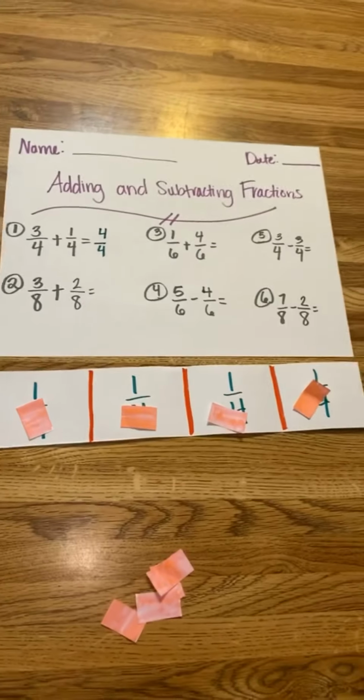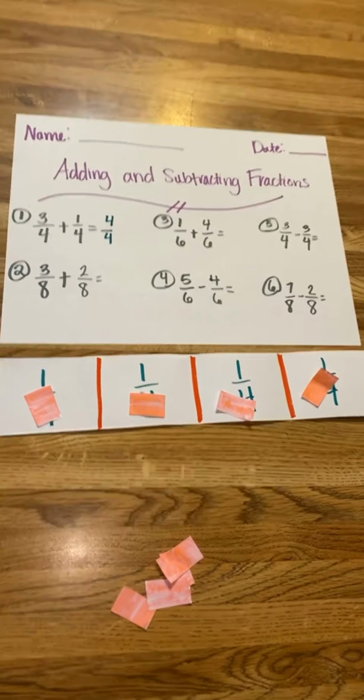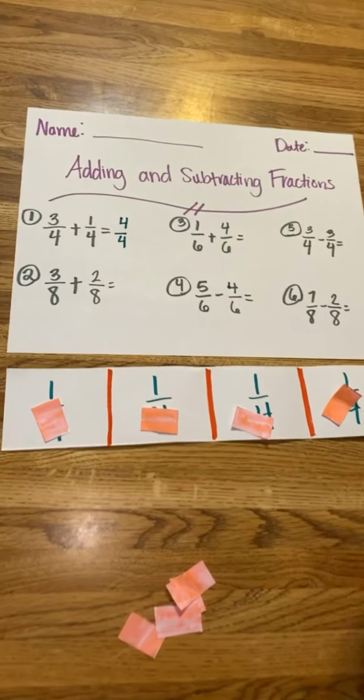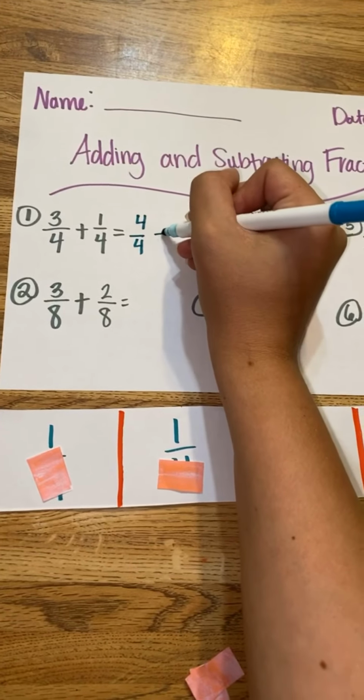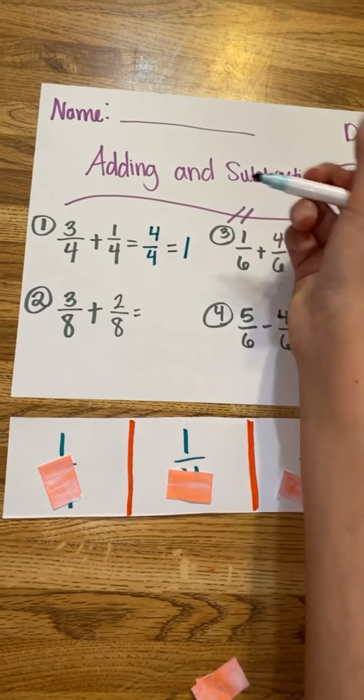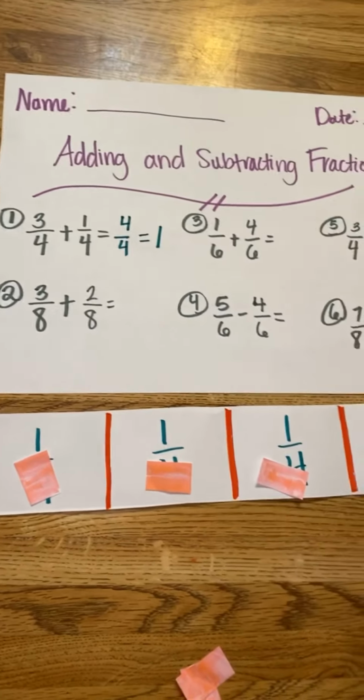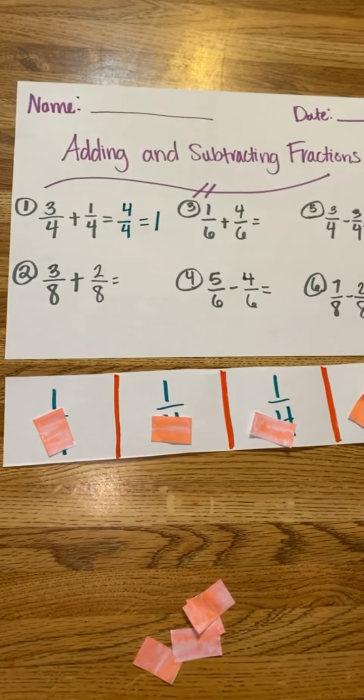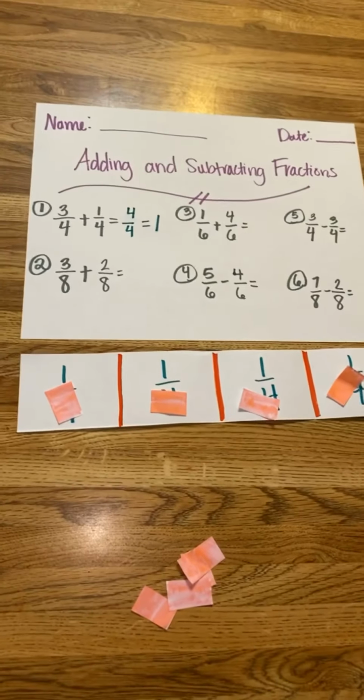What students will recognize at this point is that 4/4 is equal to 1 whole. So students can come here and just write 1 whole. And then they can box in their answer or circle it, however works best for them. And then they're going to move on to the next problem.